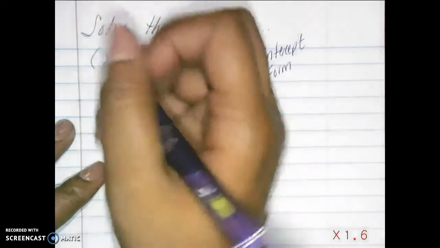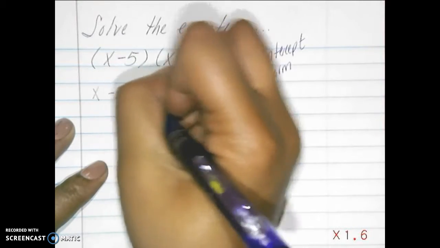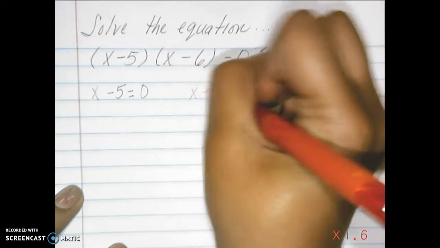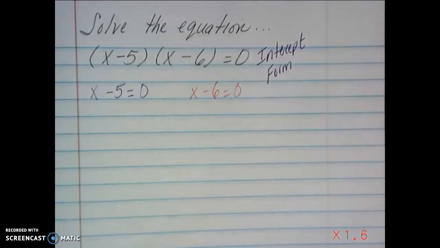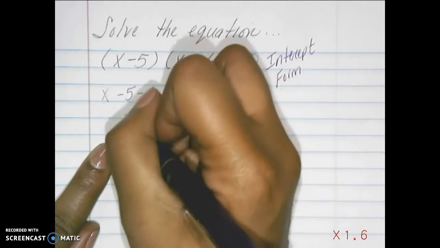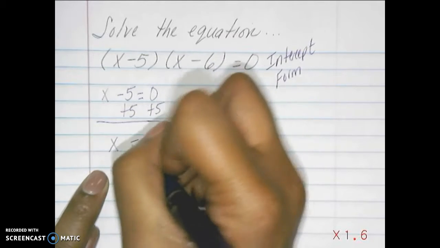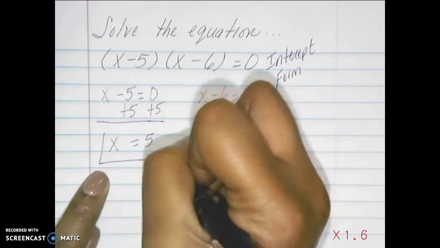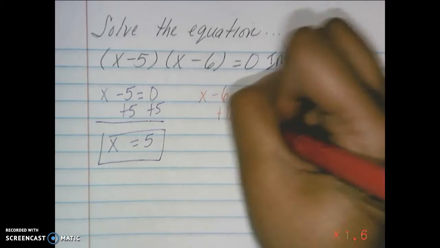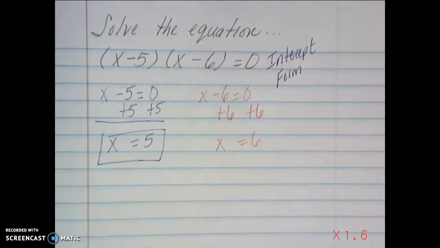If you don't believe me, here's how we prove it. We set x minus 5 equal to 0, and then we do x minus 6 equals 0. So we try to figure out what number minus 5 equals 0 by adding 5 on both sides, and we get x equals 5. And then over here, we would add 6 on both sides, and we would get x equals 6.